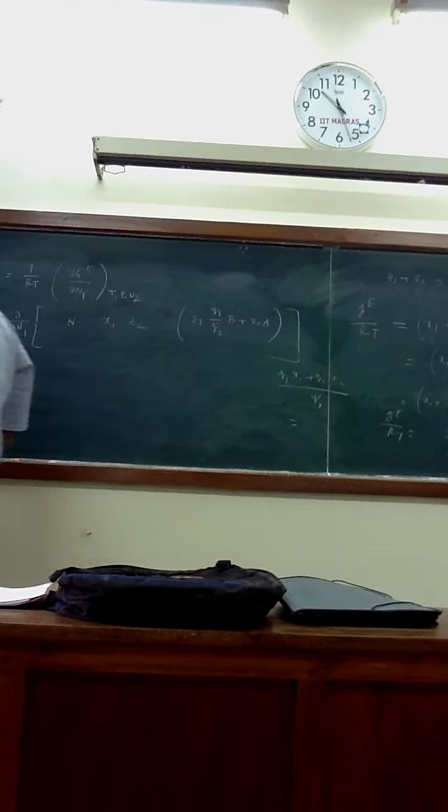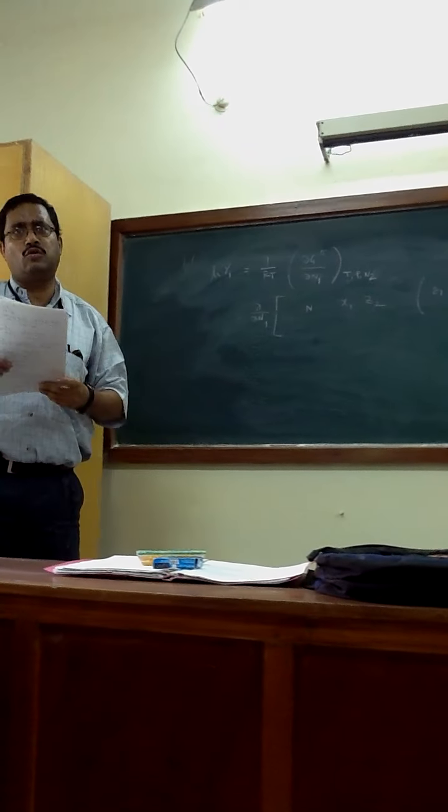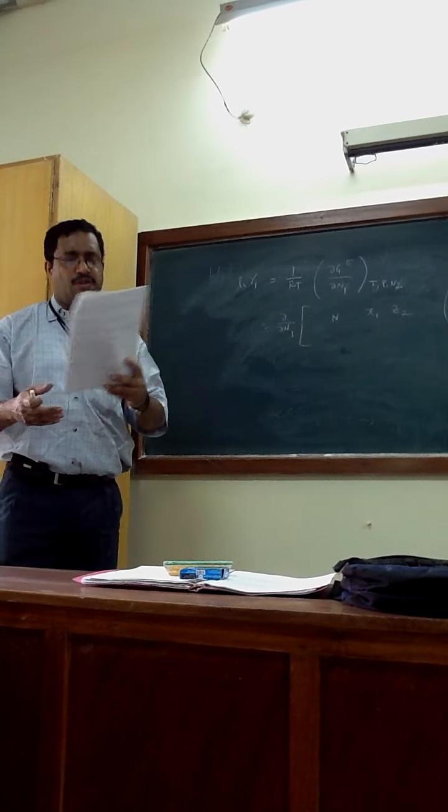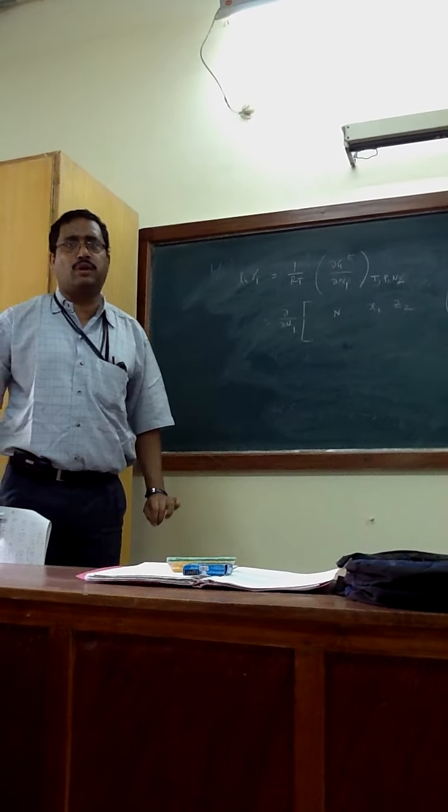Before getting into that, we know that dou x1 by dou n1 is what? Last class I have done it. Dou x1 by dou n1 is x2 by n. And dou x2 by dou n1 is minus, yes, okay. So with that we can proceed further. This equation I am calling equation C1.